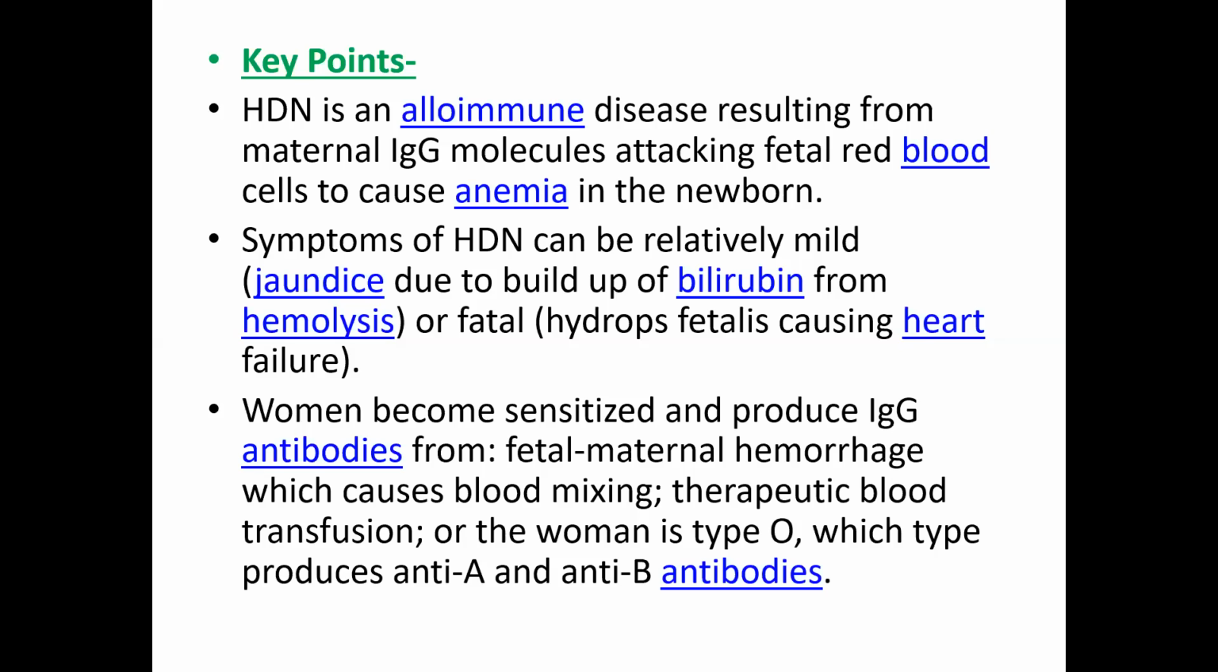Generally, which women produce the IgG antibodies that destroy the fetal blood cells? Women who have Rh negative blood. When the mother is Rh negative and the baby is Rh positive, or in any condition where the baby's and mother's blood mix, especially in any kind of therapeutic transfusion, or when the woman's blood group is O, which produces anti-A or anti-B antibodies.